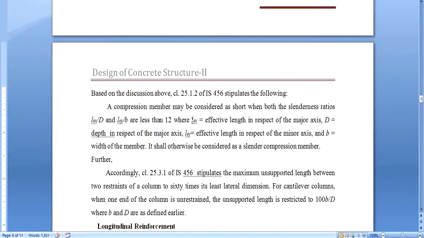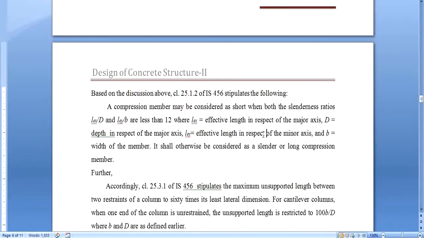Here Lex is the effective length with respect to the major axis, D is the depth with respect to the major axis, Ley is the effective length with respect to the minor axis, and B is the width of the member. It shall otherwise be considered a slender compression member: if either Lex divided by D or Ley divided by B is greater than 12, it is considered a slender or long compression member.